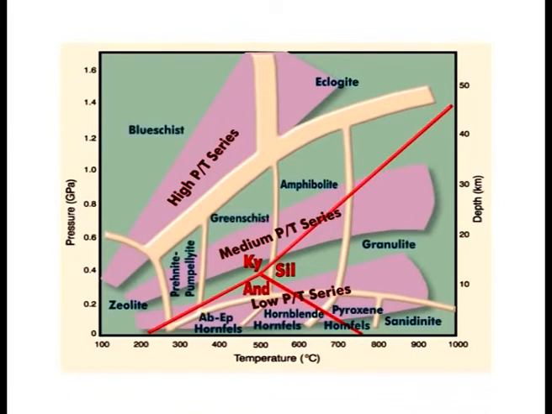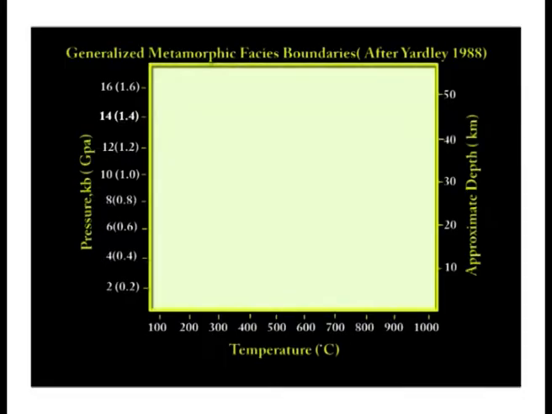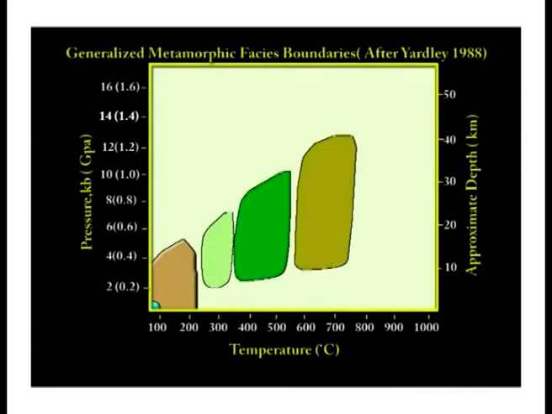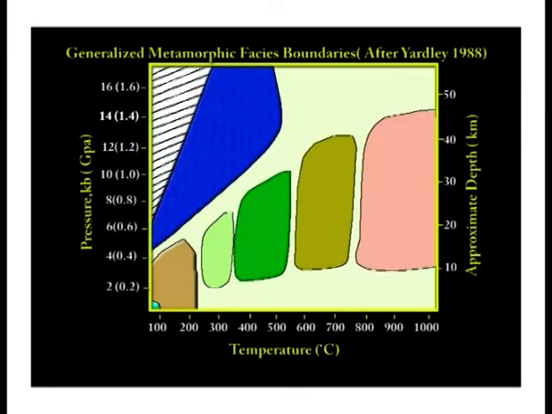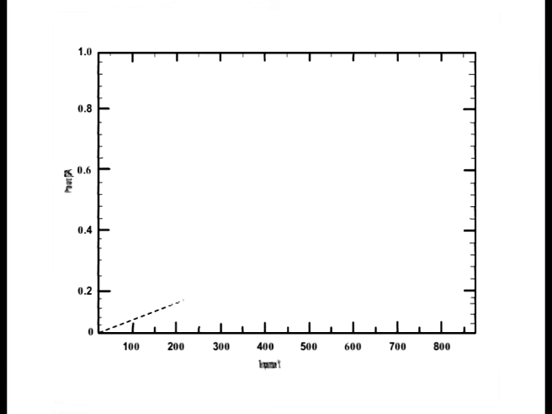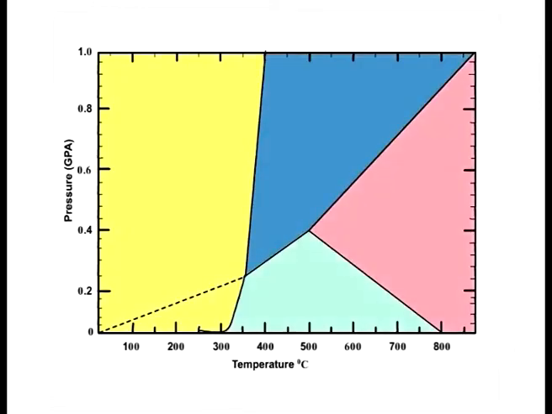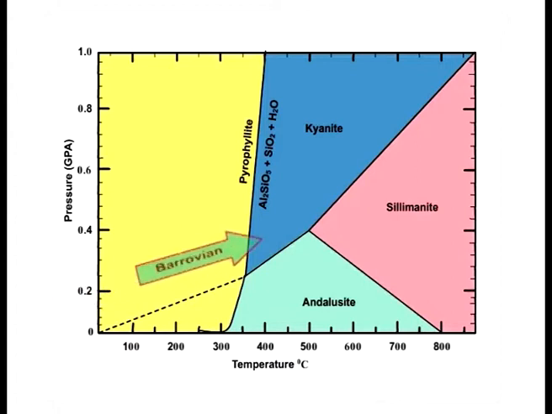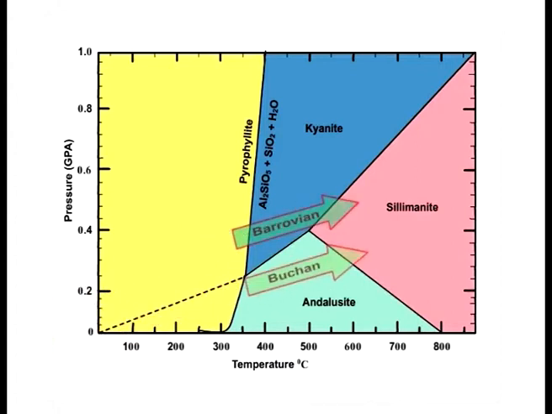Miyashiro originally recognized three different phase series. First, a zeolite, prehnite, pumpellyite, blueschist, eclogite type. Second, a typical Barrovian type characterized by greenschist, epidote-amphibolite, granulite, characterized by paragenesis of kyanite, sillimanite type. And third, an Abukuma type of greenschist, amphibolite, granulite, characterized by paragenesis of andalusite, sillimanite type.